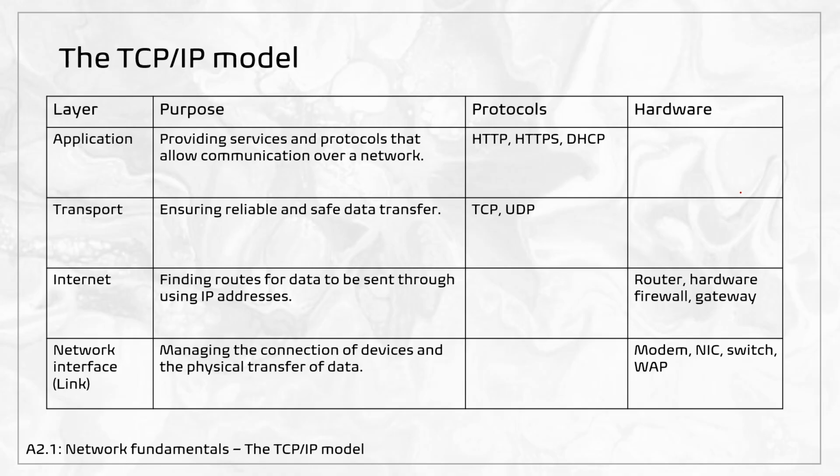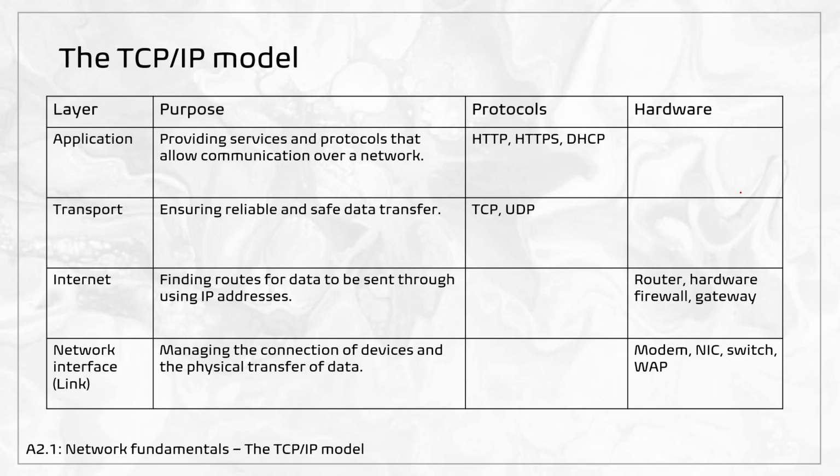The second layer, transport, is responsible for reliable and safe data transfer. It does this by attaching additional information to the data, like sender, receiver, error checking codes, and the protocol that the data is using. The TCP and UDP protocols are usually the protocols used here.